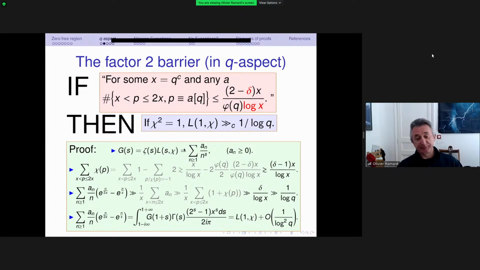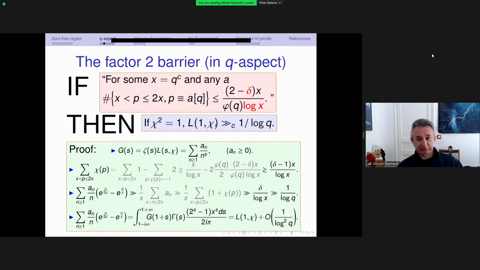The proof is just in this page, so you see it's very simple. Just assume that for a given modulus q and for any reduced class A, the number of primes congruent to A modulo q and between x and 2x, that's for simplicity, is less than 2 minus delta, for some positive delta, times x upon phi of q log x. So I've cheated a bit, it's not log x by q, I put log x. So you need to beat this log x by q and this 2. So you have that. Then if you take any quadratic character, L(1, chi) is larger than 1 upon log q. So it's really a very, very strong consequence.